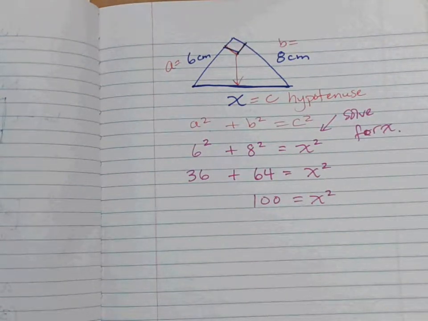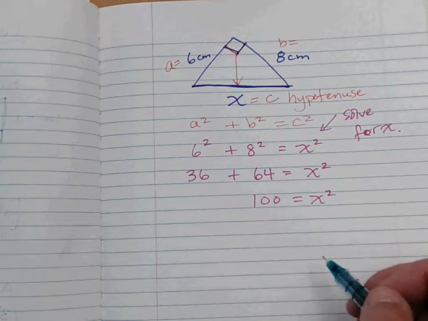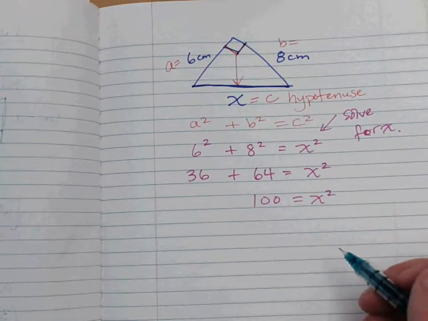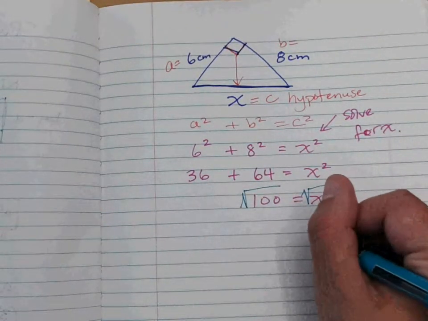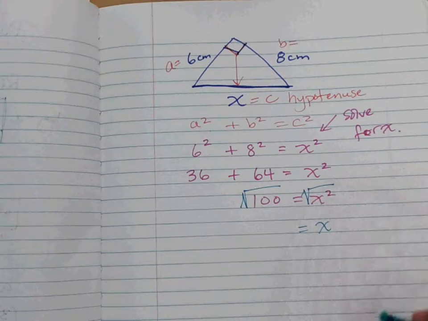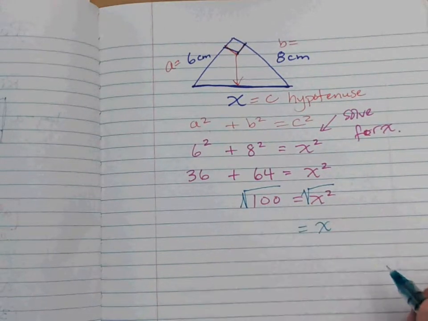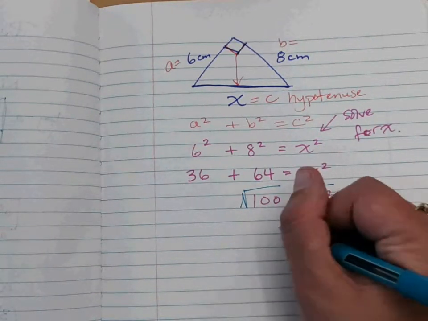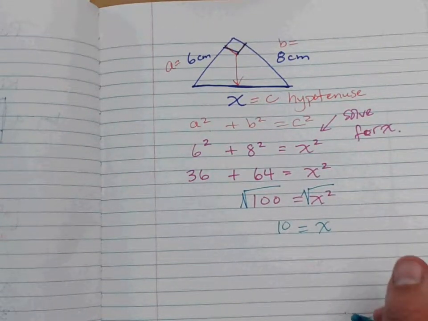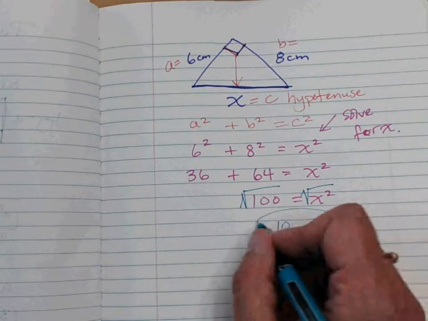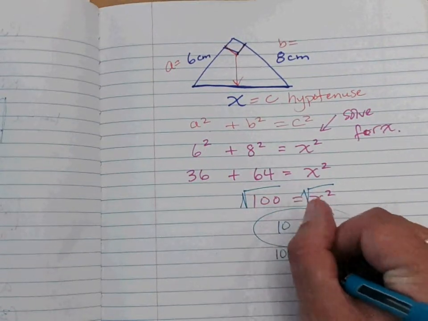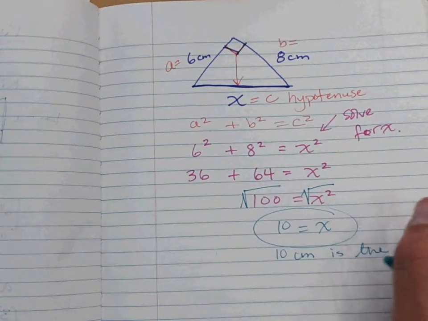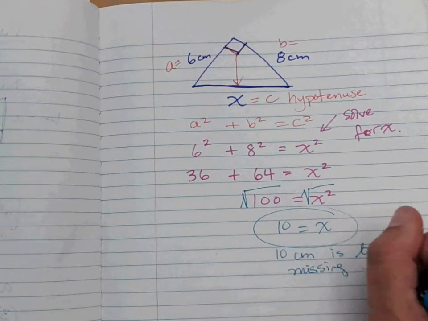I want to get x by itself. I want to undo the square. So what do I use to undo a square? Square root, yes, or the calculator. Square root of x squared is x. Square root of 100 is 10, because 10 times 10 is 100, right? So now we know the missing side here is 10 centimeters.